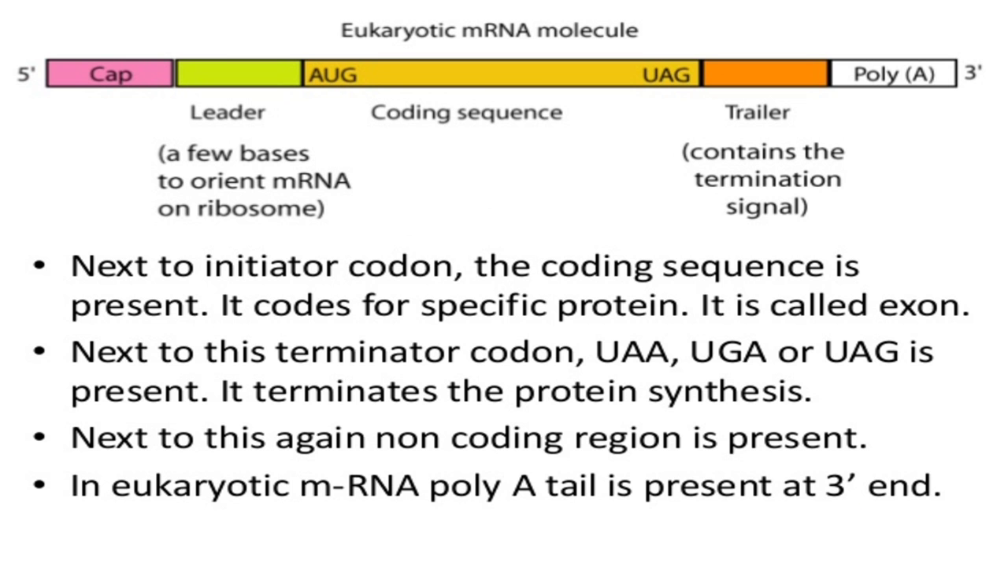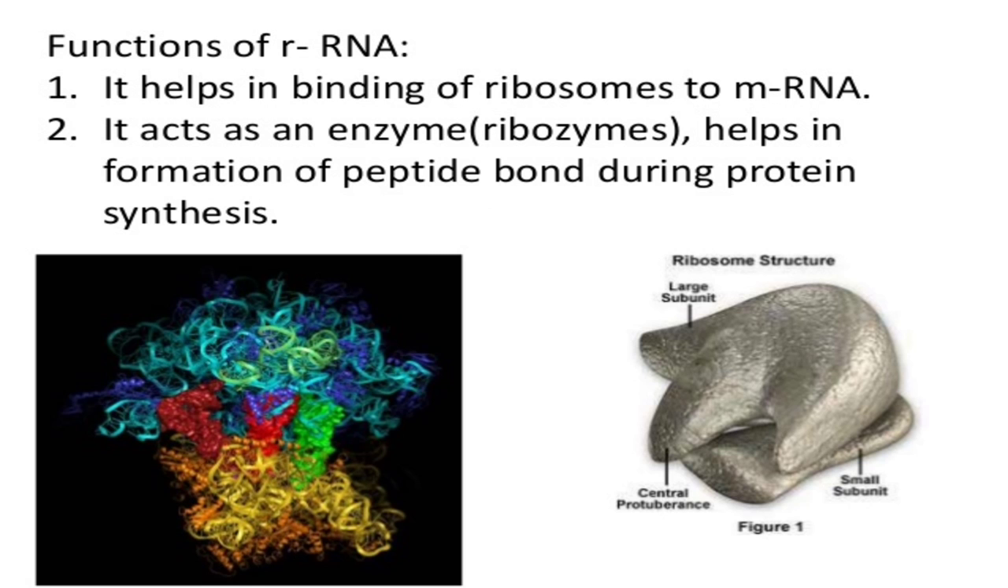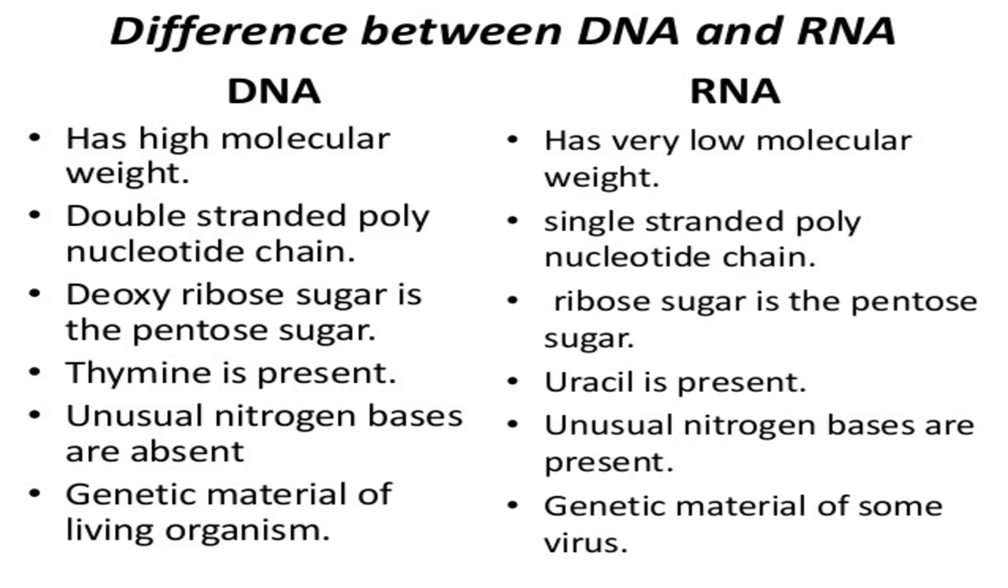Next to the initiator codon, the coding sequence is present. It codes for the specific protein. It is called exon. Next to this, the terminator codon, UAA, UGA or UAG, is present. It terminates the protein synthesis. Next to this, again, a non-coding region is present in eukaryotic mRNA. A poly A tail is present at the 3' end. The main function of mRNA is that it helps in the binding of ribosomes to mRNA. It acts as an enzyme, helping in the formation of peptide bonds during protein synthesis.